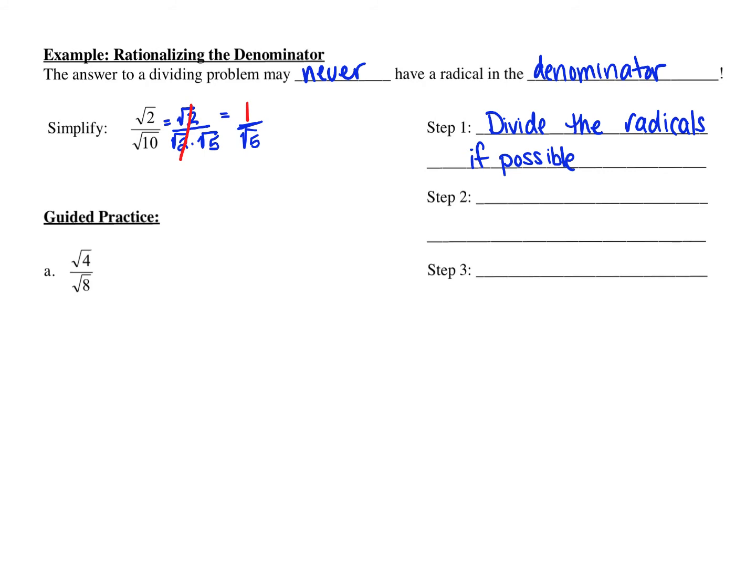Okay, so now I have a root in the denominator and I can't have that. So this is where the rationalizing comes in. What you do is you multiply the numerator and the denominator by that root 5. So you're going to multiply the numerator and denominator by the same root.